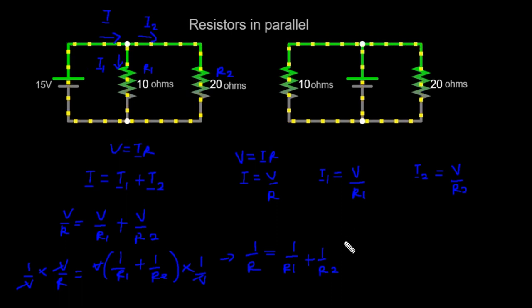When you have more than two resistors, we can continue with 1 over R3 plus 1 over R4, up to 1 over Rn, that's the last resistor value. So that's how to calculate the total resistance for resistors in a parallel form.